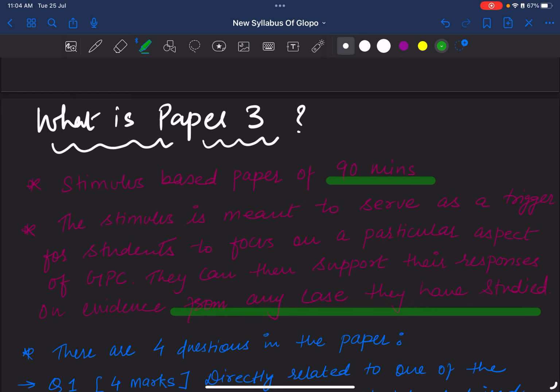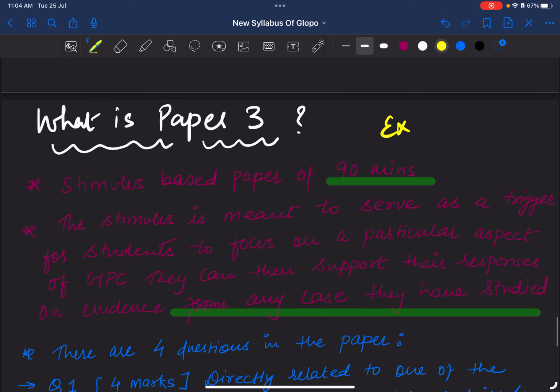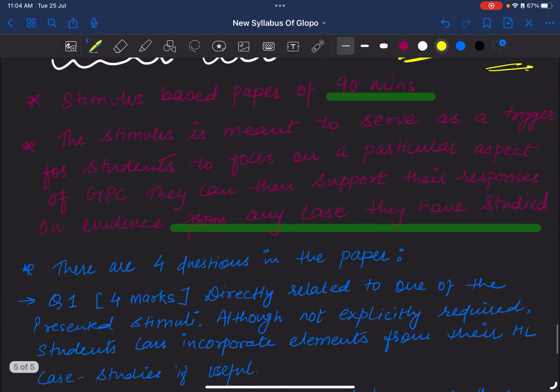So that means the difference between paper 1 and paper 3 is this. In paper 1, there are 4 paragraphs which are given to you, 4 questions would be given, and you have to extract the information. But in paper 3, you have to build it. These are just the trigger and stimuli. Clear about the difference between paper 1 and paper 3?